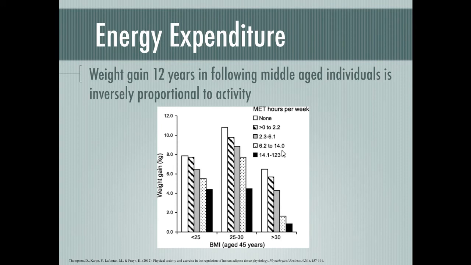Now we know that activity has a very large role in regulating our weight. In fact, weight gain over 12 years in middle-aged individuals is inversely proportional to activity. So you see here MET hours per week, none, all the way up to 14.1 to 123. We see that the lowest weight gain in middle-aged individuals over 12 years' time is associated with the highest level of activity.